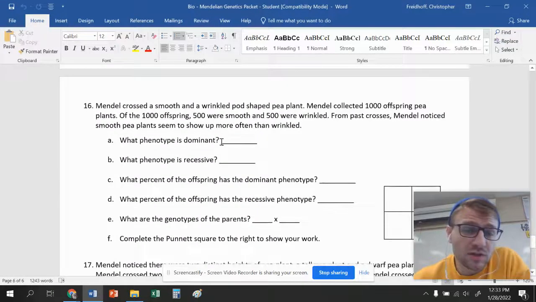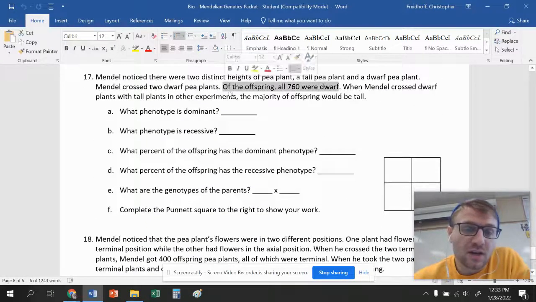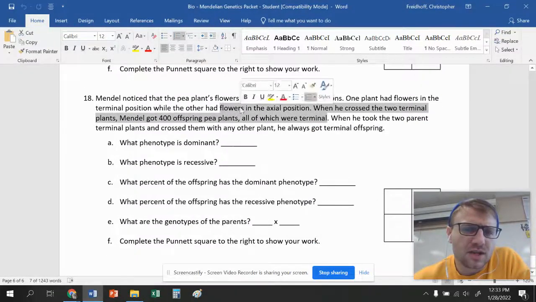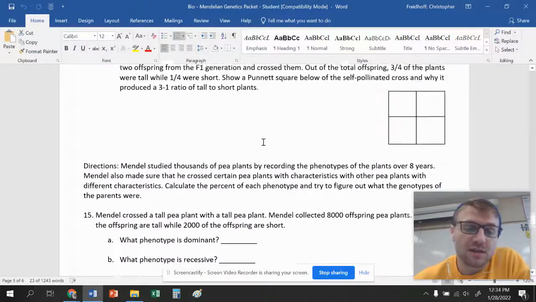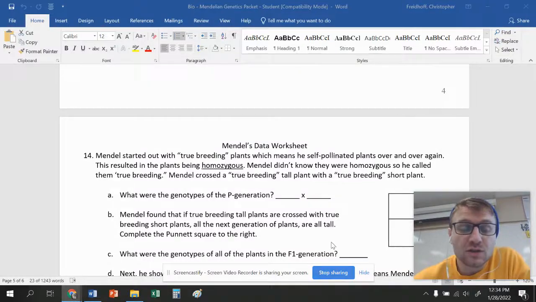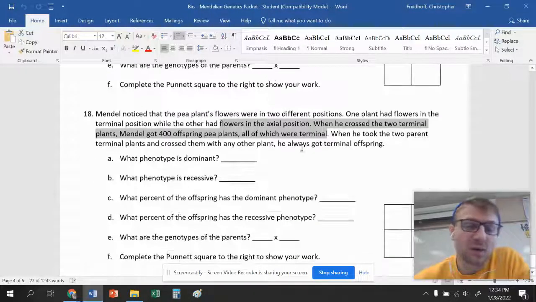Each one of these questions gives you another scenario. You can see this one's 50-50, this one's 100% dwarf, and I think this one's 100% terminal. You have to figure out what the parents are to create those different circumstances in the pea plants. So this is the end of the packet. If you do have questions, send me an email, but this is how you work through that first packet.